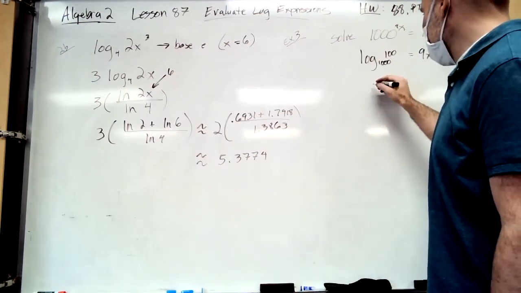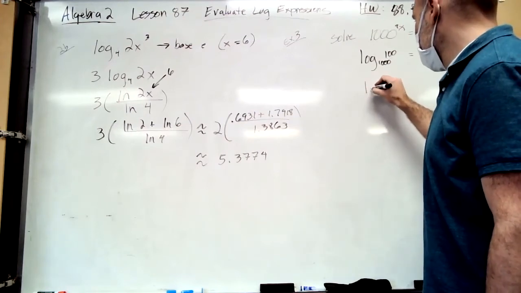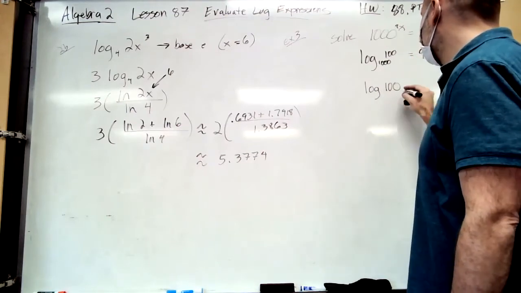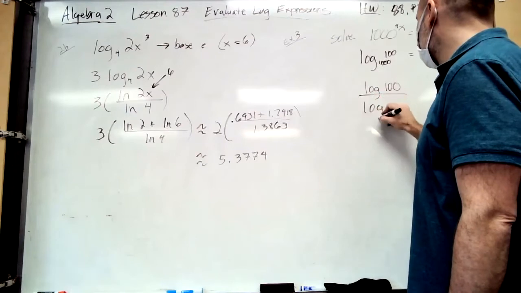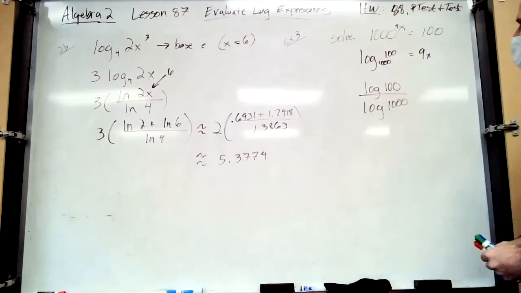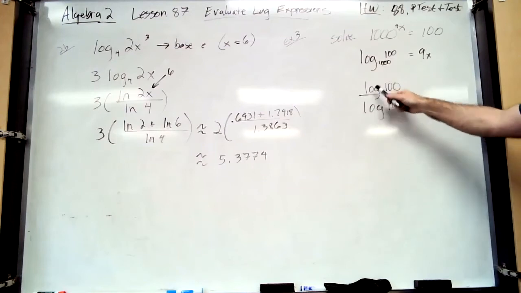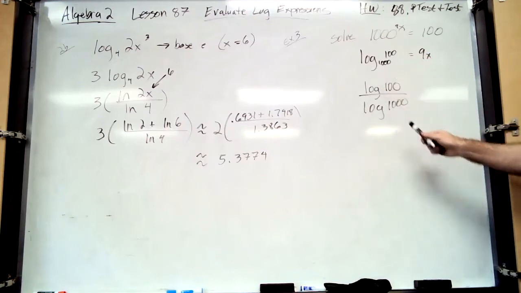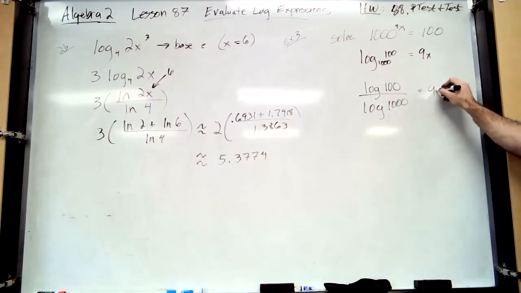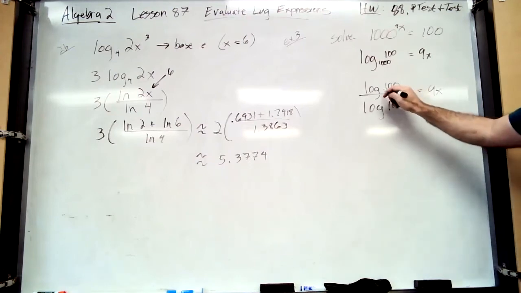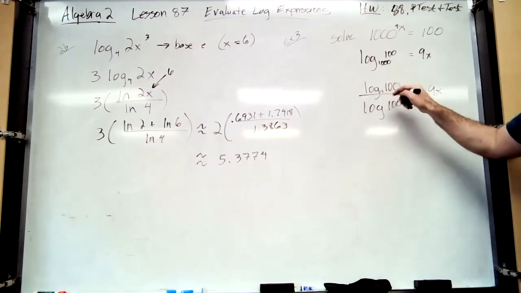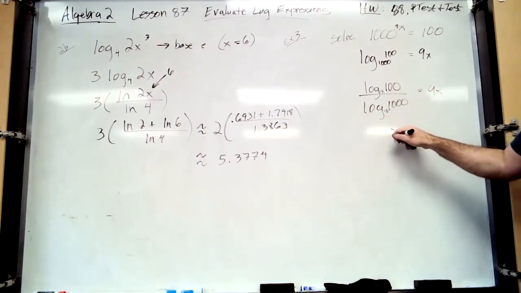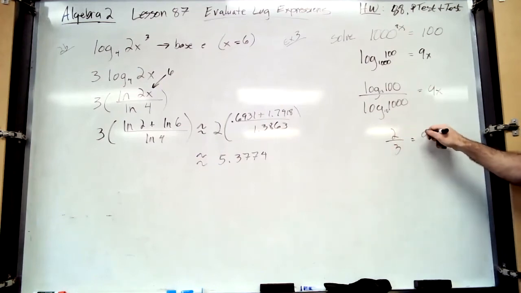So we're going to go new base. So this is going to be log of 100 over log of 1,000. So basically, when you change it, you're just doing the new log here, and then it's just the big number over that old base equals 9x. Okay? Well, if this is base 10, what exponent do you apply to 10 to get 100? And what exponent do you apply to 10 to get 1,000? So 2 and 3 equals 9x.